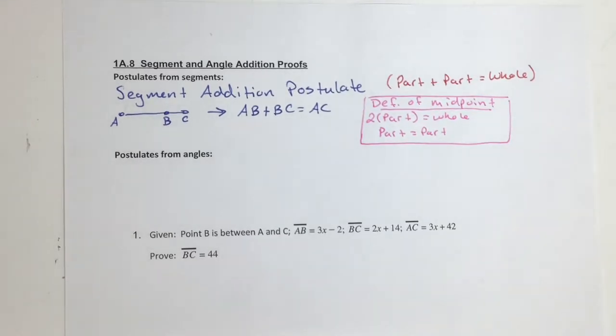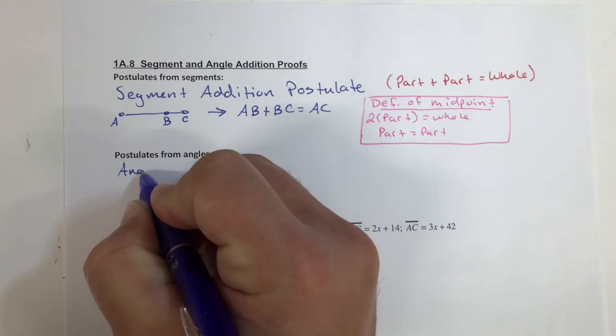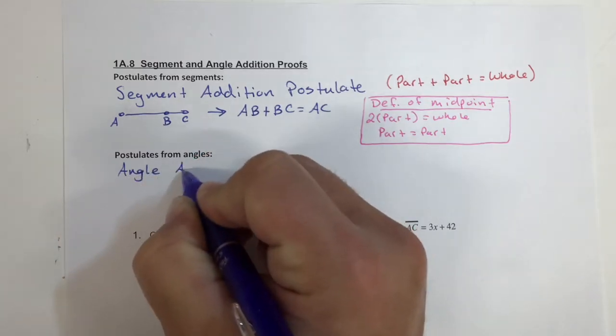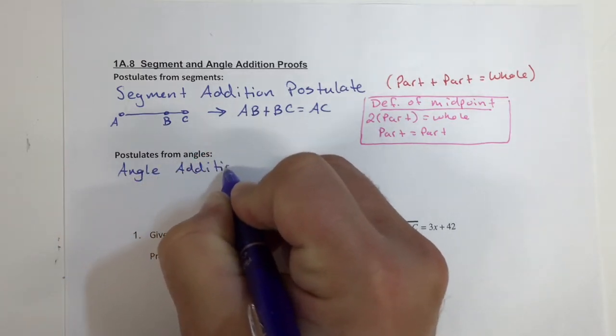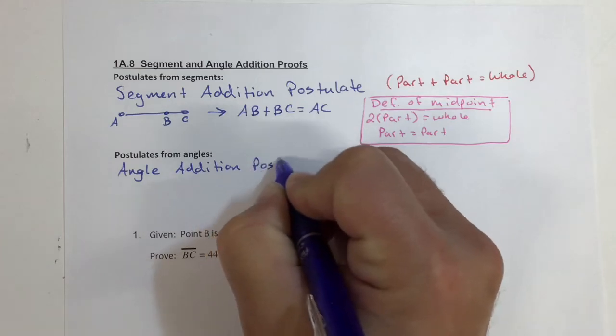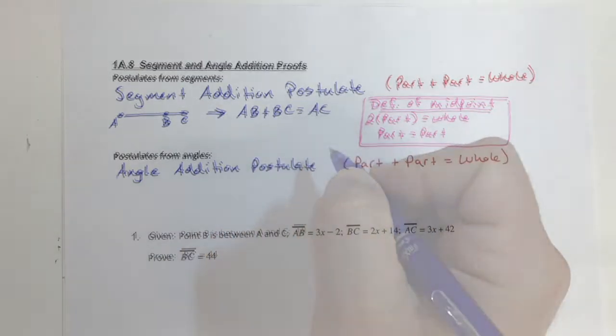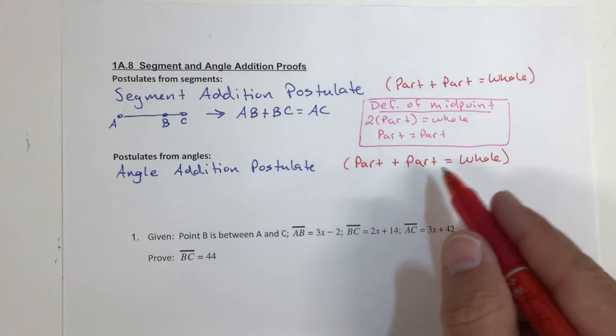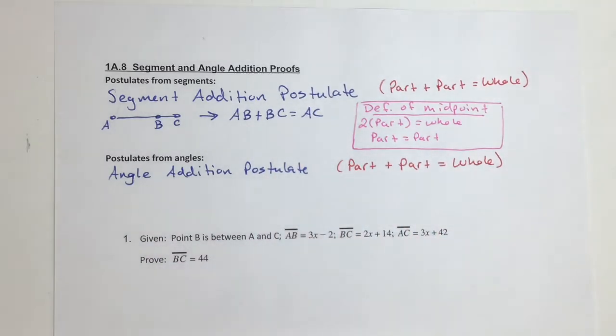But we also have postulates from angles. We've talked about these as well. That's the angle addition postulate, which is part plus part equals whole for angles. It looks like this.